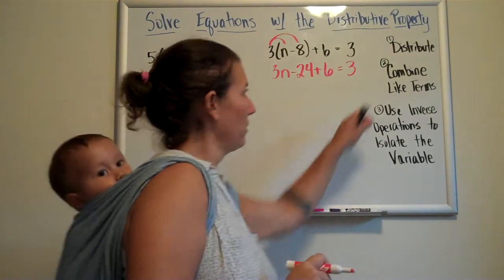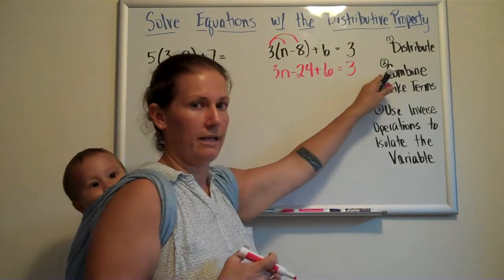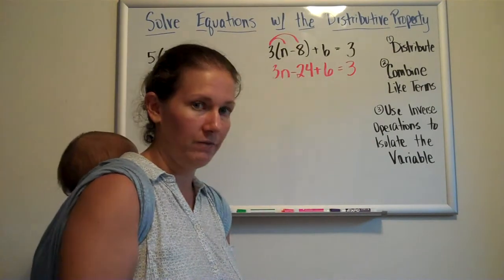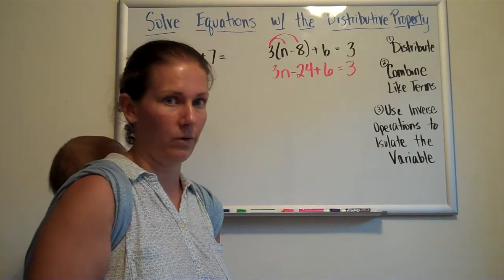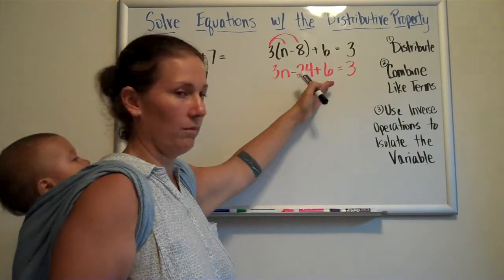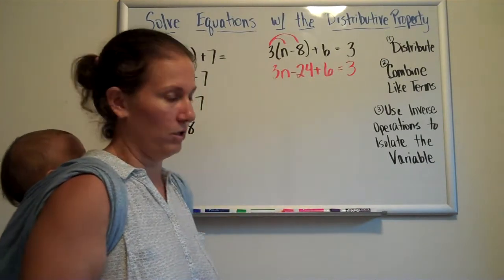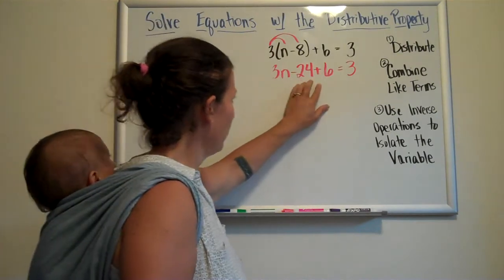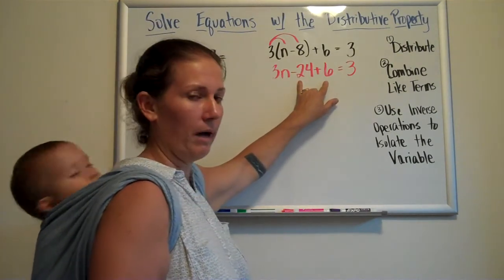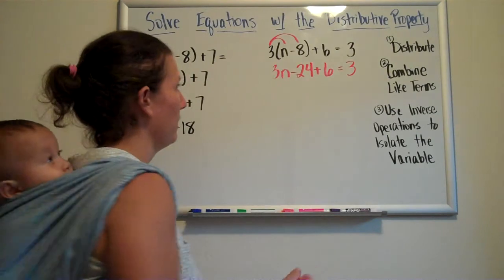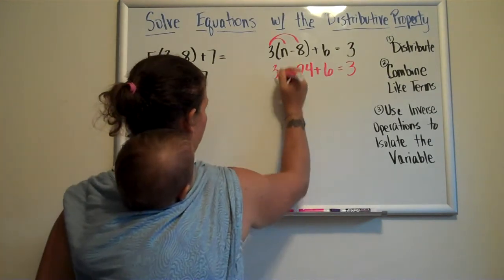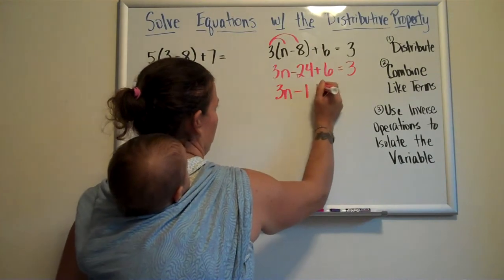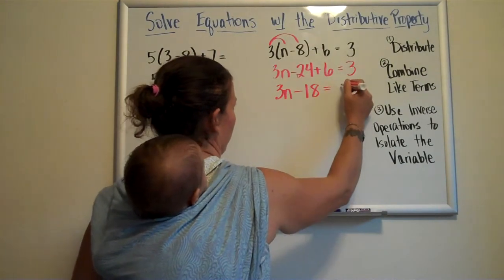The next thing I want to look at is to see, can I combine any like terms? So like terms are terms that have the same variable raised to the same power. And of course your constants, your numbers, they're going to be like terms. There aren't any variables and we can combine them. So if I want to look here, I have negative 24 and positive 6, and when I combine those, I'm going to get negative 18. So I'm going to bring the 3n down, and then I'm going to say minus 18 and bring down equals 3.